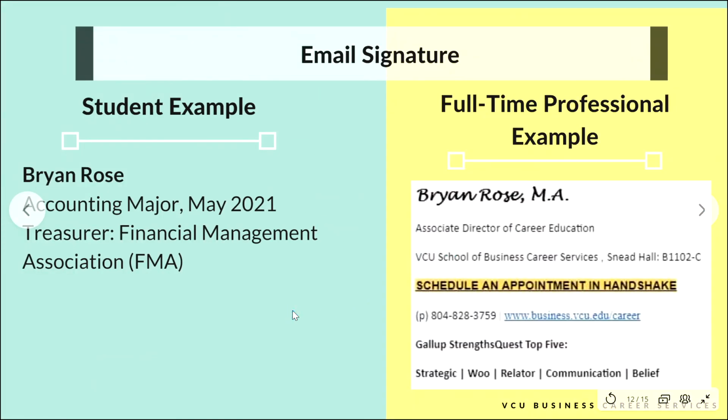Email signature. So as a student, you still want to have an email signature. Just go into your settings in your Gmail, scroll down, you'll see the email signature box, type in your name, your specific major, when you're going to graduate, and then if you have an involvement experience or a leadership position or an organization or professional organization, or a specific job or internship title that relates to your career, feel free to toss that in there. So for the student example, that's some good stuff to take a look at.